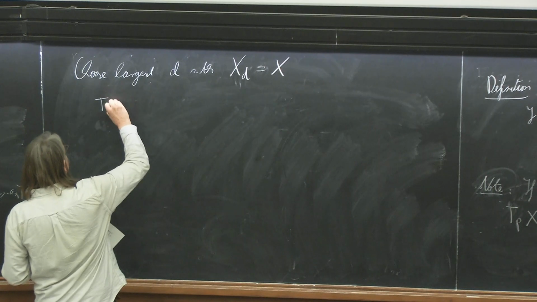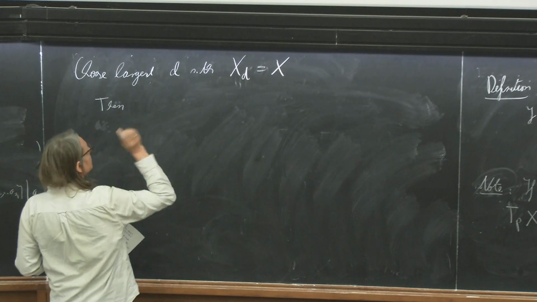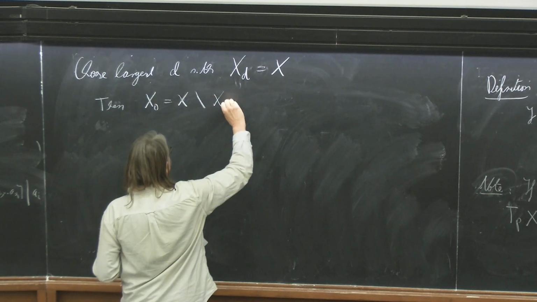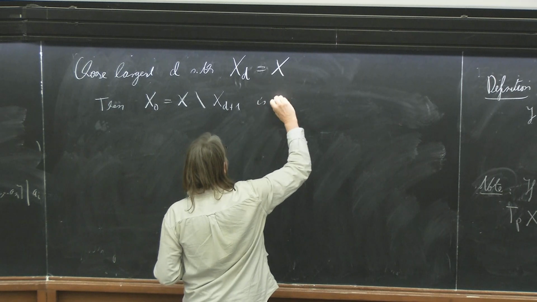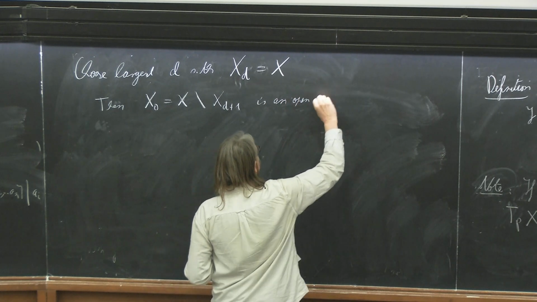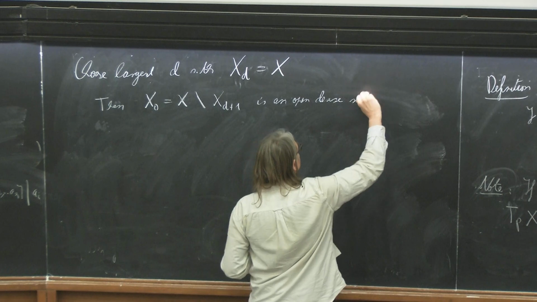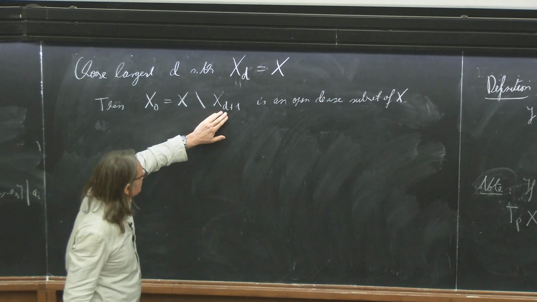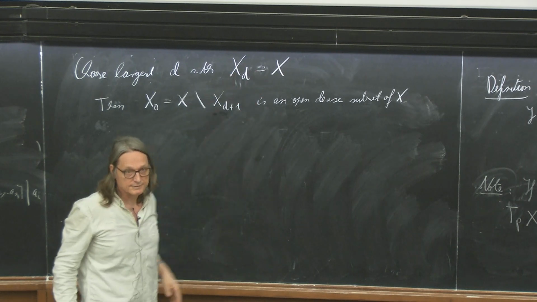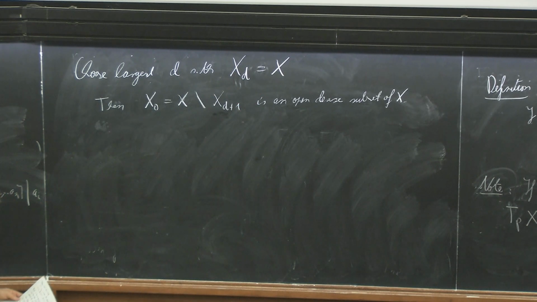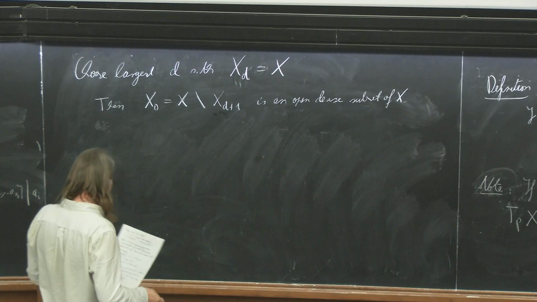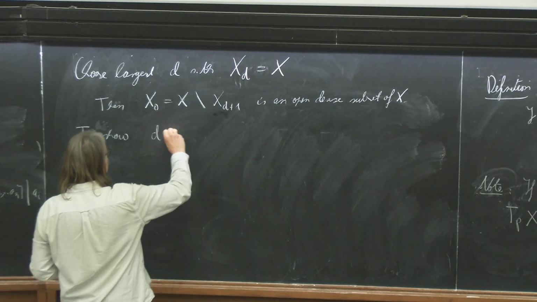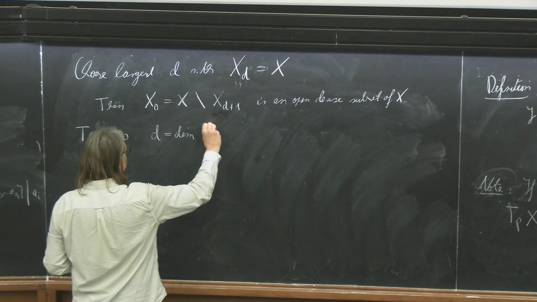Then I could call X_0, which is equal to X minus X_{d+1}, is an open dense subset. No, because X_{d+1} is a closed subset of X and it's not equal to X. And now we have to show that d is equal to the dimension of X.